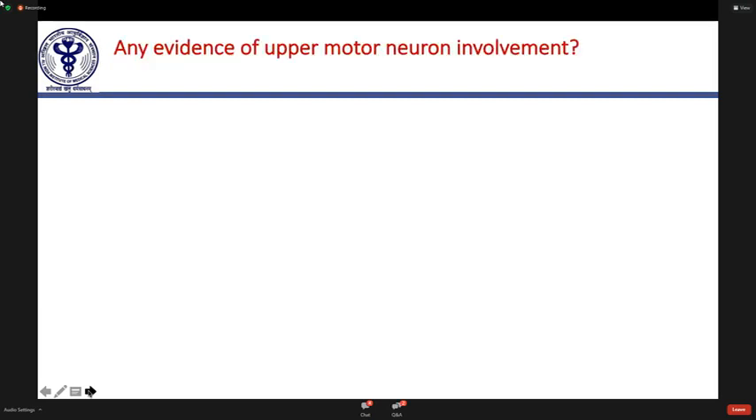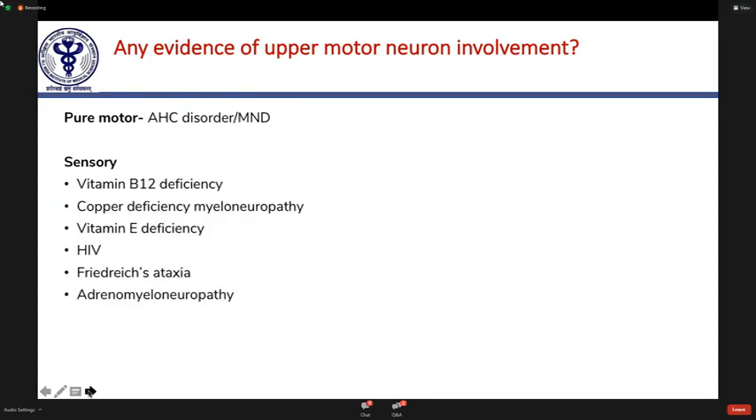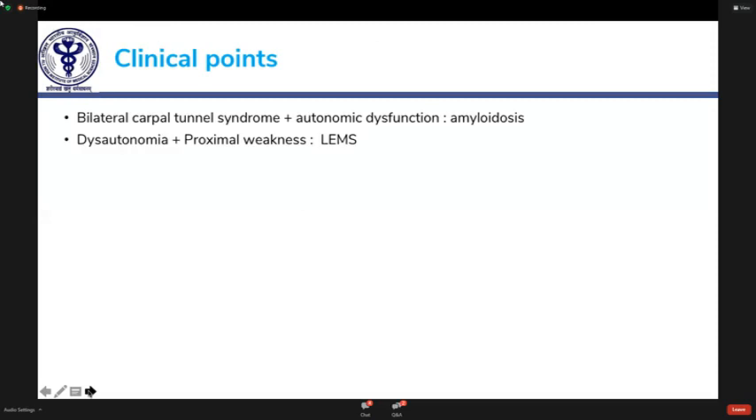Now, always look for evidence of upper motor neuron involvement. For example, with pure motor involvement, think of anterior motor neuron disease. When there's sensory involvement, look for vitamin B12 deficiency, copper deficiency, vitamin A deficiency, HIV, Friedreich ataxia, adrenomyeloneuropathy. Also consider whether there could be an unrelated problem, such as an old stroke or cervical compression, coexisting with the neuropathy. Some clinical points: when you have bilateral carpal tunnel syndrome and autonomic dysfunction, you think of amyloidosis.